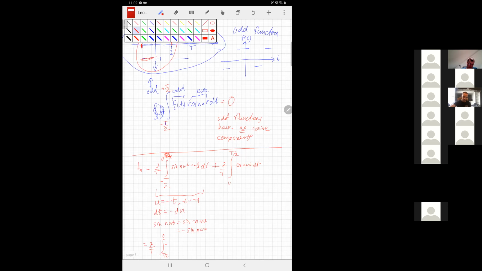See how many minus signs we've got. We've got our negative 1 from the definition of the function, another negative 1 from du, and then another negative 1 from our substitution inside of sine. 3 negative 1s. We're left with just a negative 1, minus sine of n omega u du. Oh, and down here, u is now plus T over 2, my bad, because if t is minus period over 2, then u, or minus t, is plus period over 2.